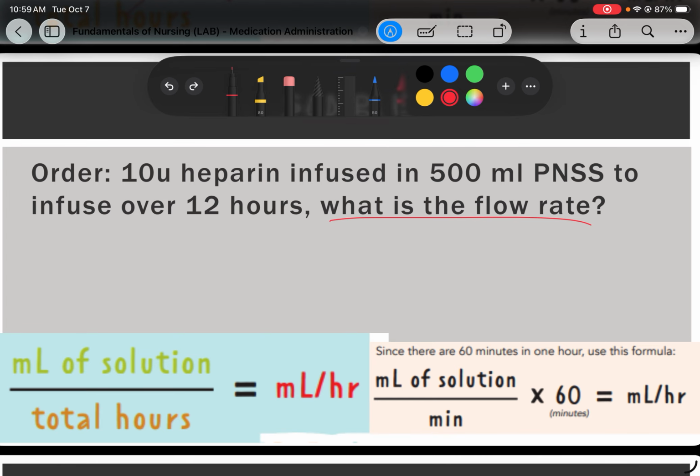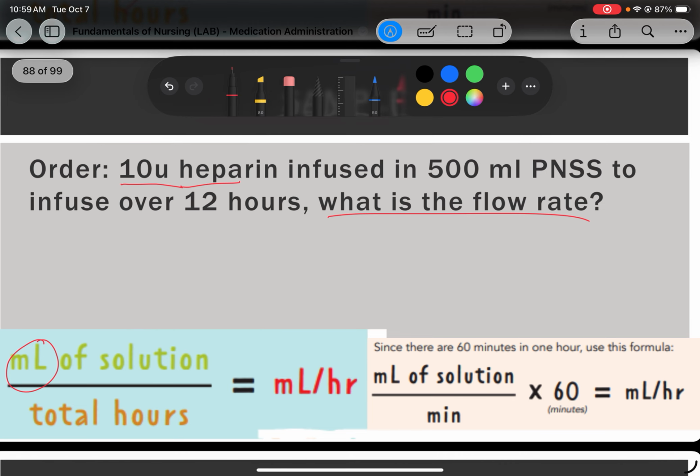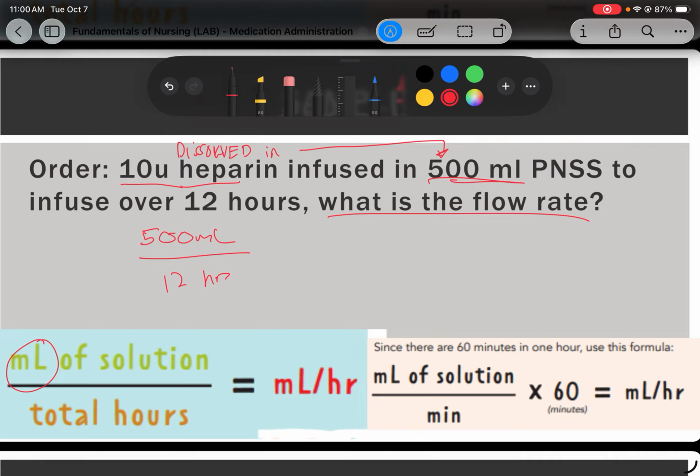The question here is this. How would you know which variables to use? Now, as I mentioned before, we are gonna use the ml. So, this 10 units of heparin, class, is dissolved in the 500 ml of PNSS. Iyan ang gi-dissolve sa 500 ml PNSS. So, what we are gonna be using here is 500 ml. Do not put 510. Do not put 500 times 10. It's 500 ml only. That is our first variable. Over 12 hours. Okay? Over 12 hours.